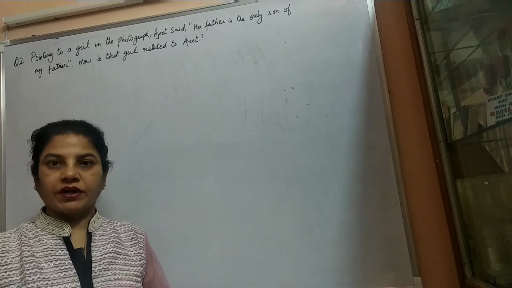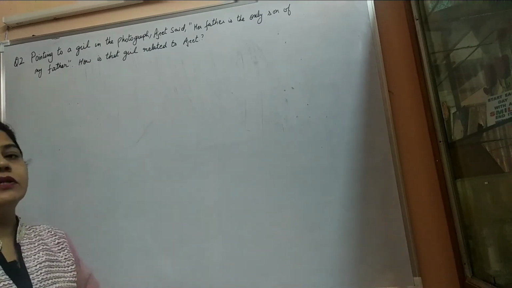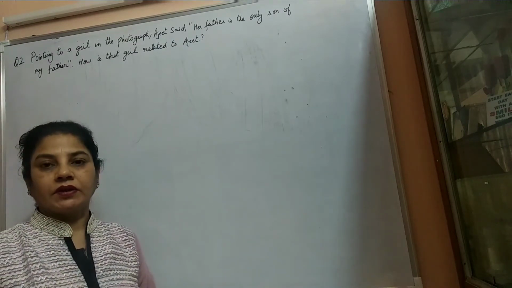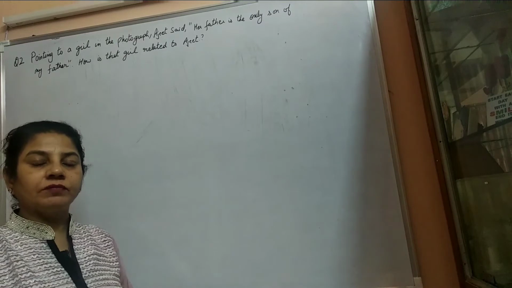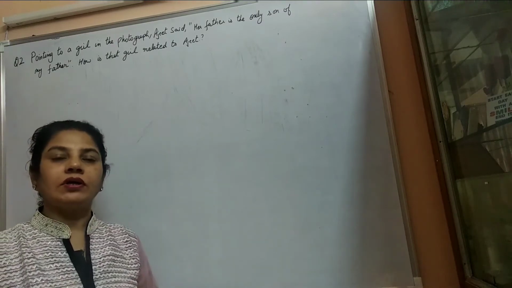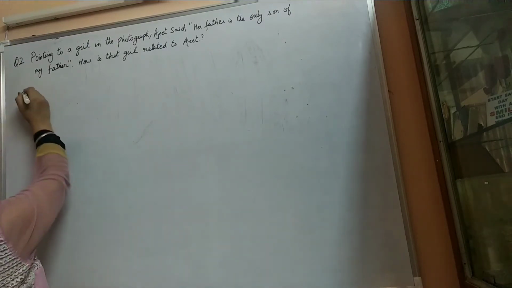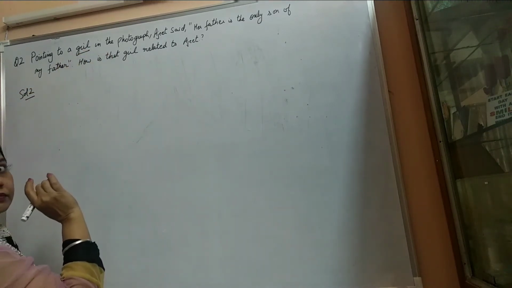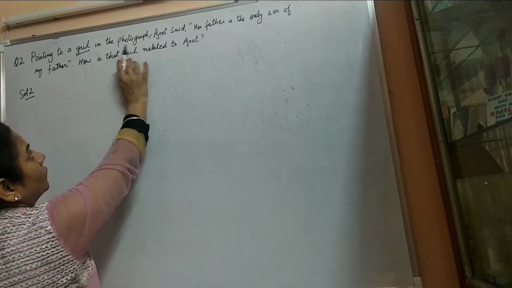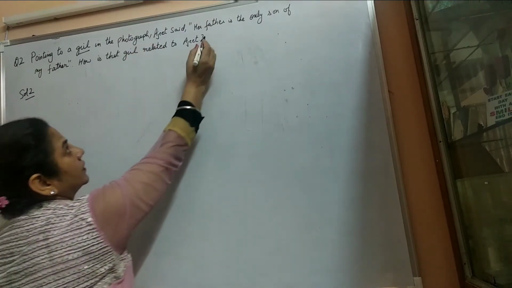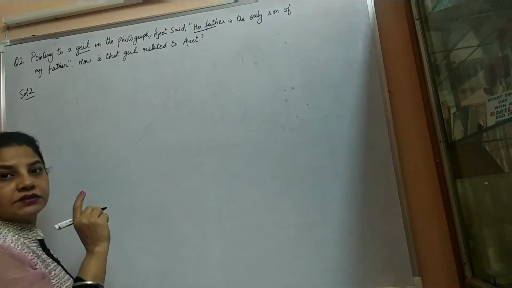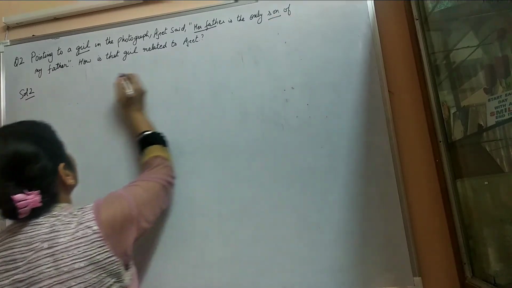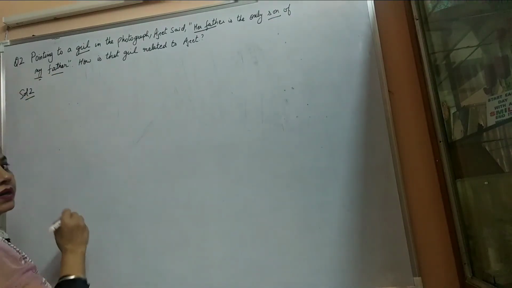Pointing to a girl's photograph, Ajit said, her father is the only son of my father. How is the girl related to Ajit? Now, first of all, we collect all the information given in the question and we draw a family diagram. A girl's photograph, gender girl, female. Ajit said her father. Who is her here? Her stands for girl. Is the only son of my father. Who is my here? Ajit.